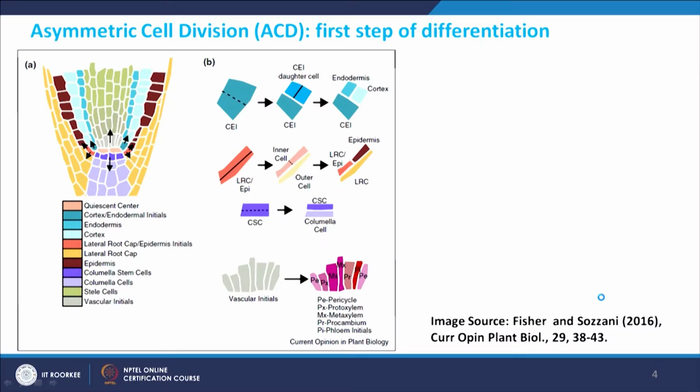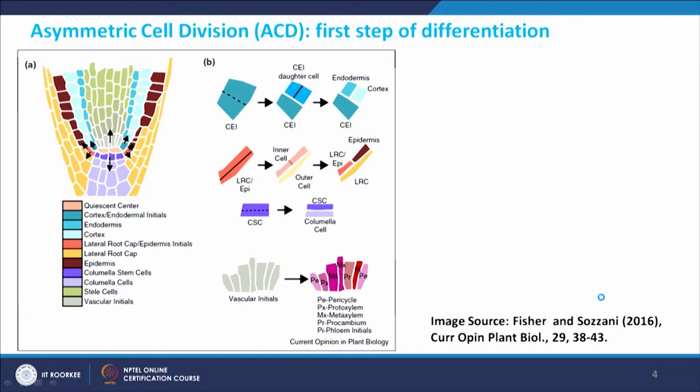One very important step of differentiation is asymmetric cell division. You can say this is the first step in many of the differentiation programs in the life cycle of plant development. If you recall embryogenesis, even the first cell division of the zygote is asymmetric in nature. Asymmetric means producing two daughter cells which are not exactly similar.